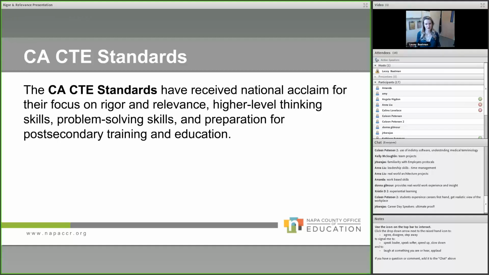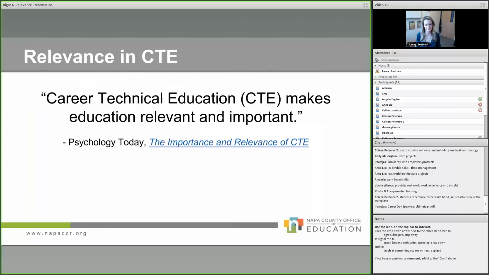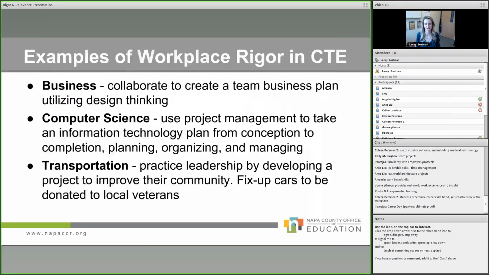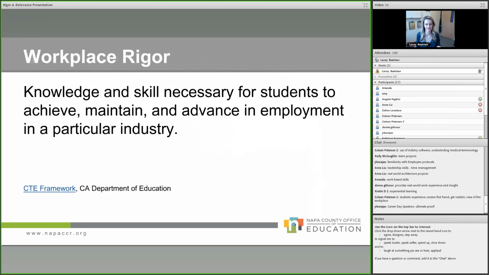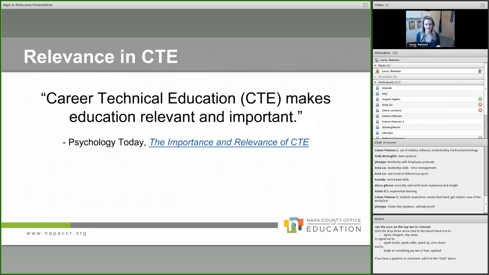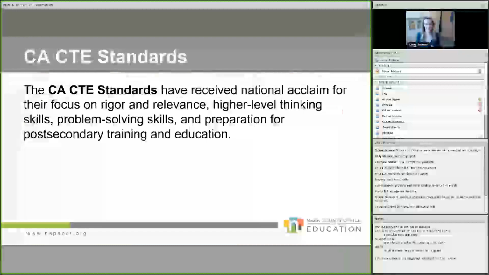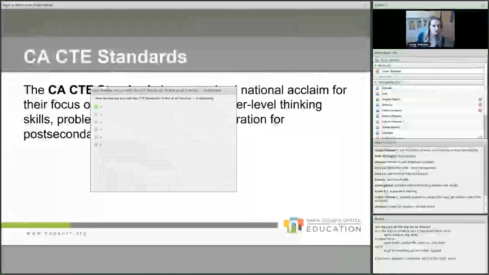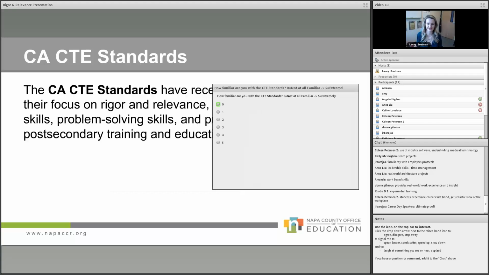Okay, so I mentioned and referenced the CTE framework a lot and linked it back in some of these slides. And that CTE framework, like I said before, is directly talking about the CTE standards. So I would like to know how familiar, and this is an actual poll, how familiar are you with the CTE standards? And the poll should pop up.